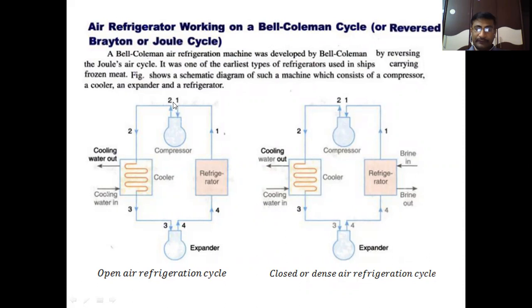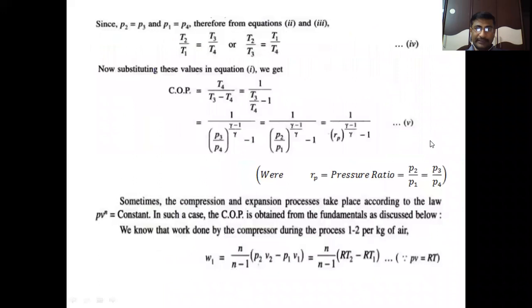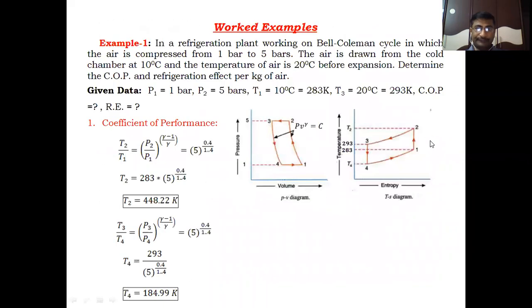You can understand the Bell-Coleman cycle. Let us go for the problem. Let us go for the first example in this Bell-Coleman cycle. Worked example. In a refrigeration plant working on the Bell-Coleman cycle, in which the air is compressed from 1 bar to 5 bar, the air is drawn from the cold chamber at 10 degrees centigrade, and the temperature of air is 20 degrees centigrade before expansion. Determine the COP and refrigeration effect per kg of air.